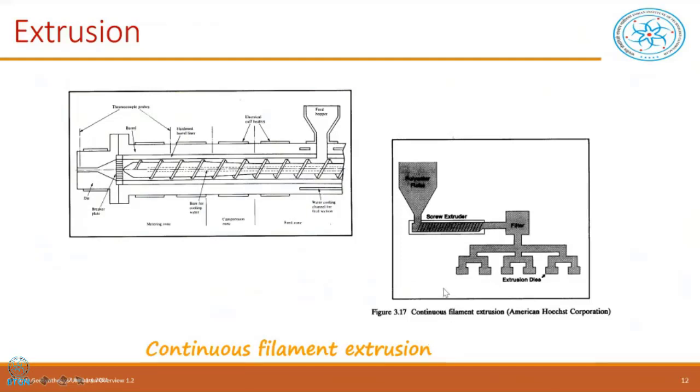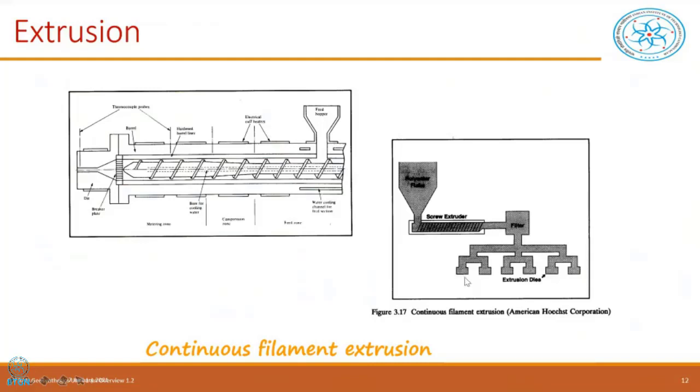As it comes out, it's air cooled. You can just touch it. It's slightly hot or warm, you can say. And then you can break it also. What do you mean by this? What is coming out is called a filament. It's called a continuous filament. It's coming as a continuous flow, you can say that.